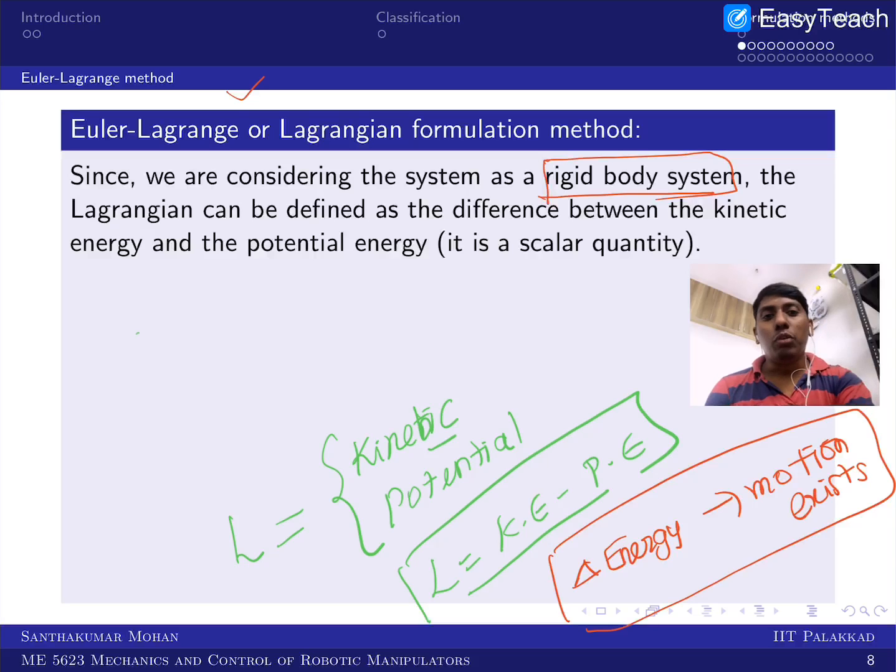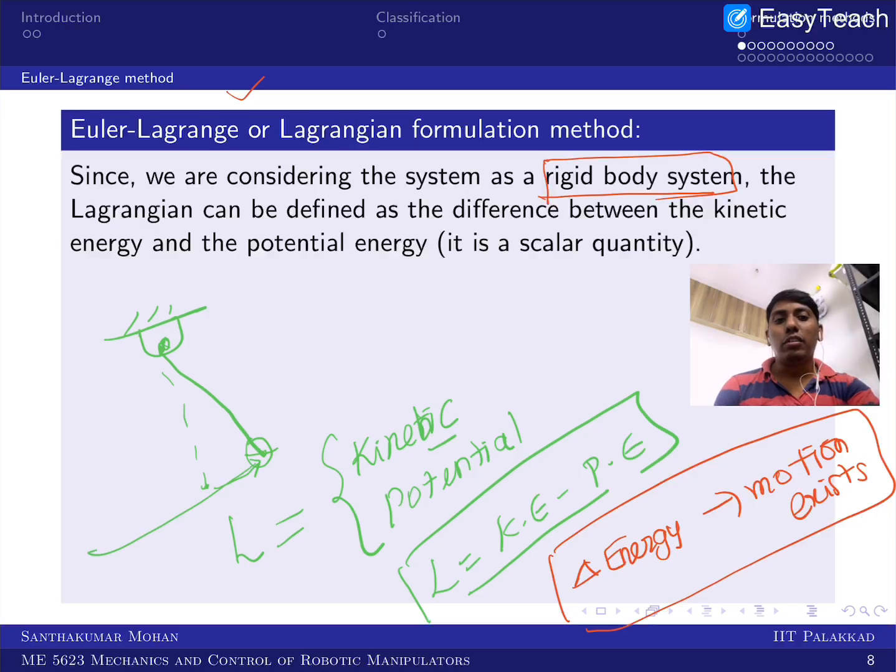For example, to understand this, consider a simple pendulum. This is the equilibrium position where potential energy is zero and kinetic energy is also zero. Now I pull the pendulum a little far, inducing some potential energy. Even though there is no kinetic energy, there is potential energy. If I leave it, it starts to oscillate, and if there is dissipation or friction, it eventually settles. If there is no dissipation, the motion continues, right?